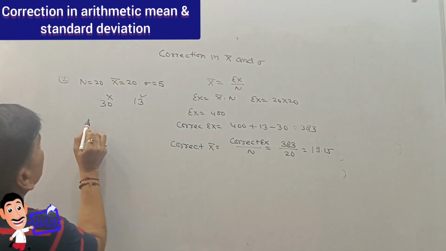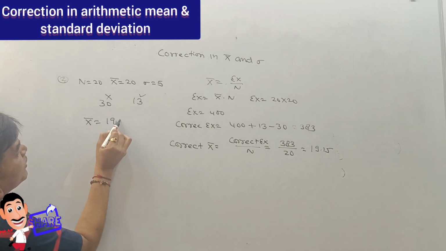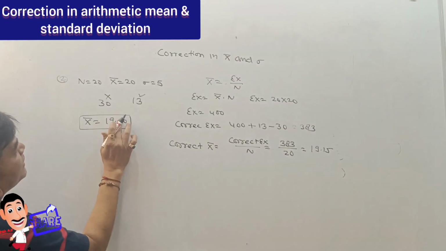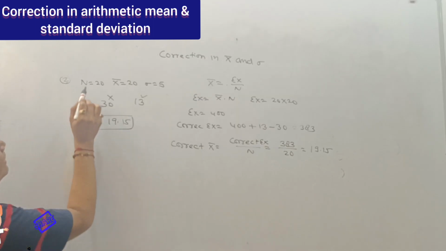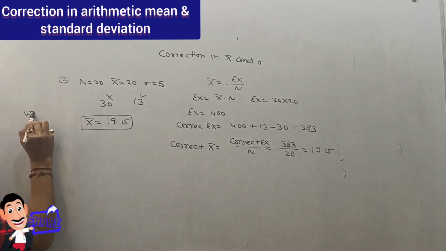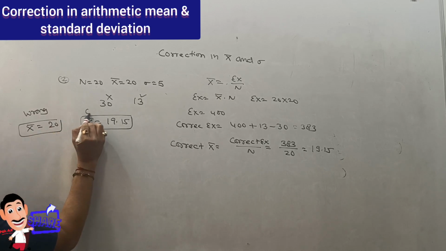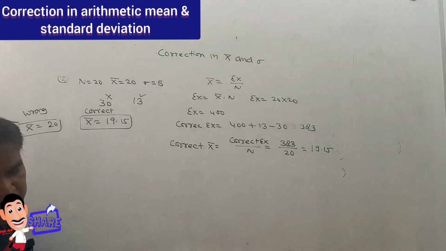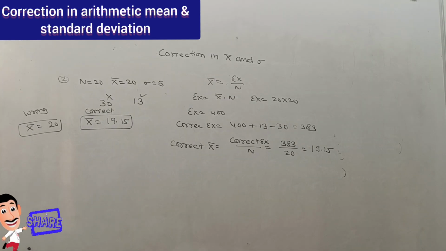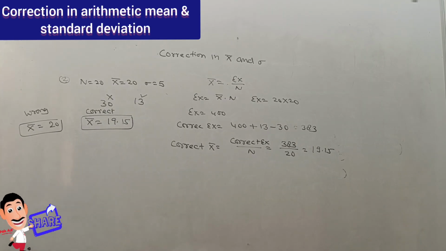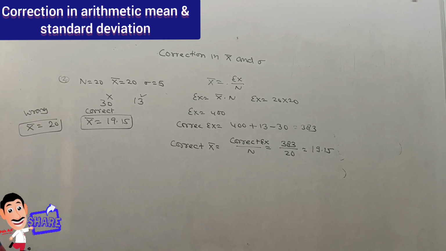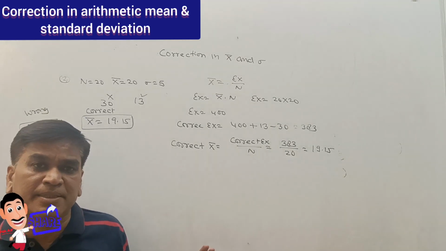So the correct x bar is 19.50. Firstly, x bar was wrong. The wrong x bar was 20, but the correct is 19.15. Okay. The wrong is 20, but the right is 19.15. Second one. So the very first thing we have done is correct the arithmetic mean.